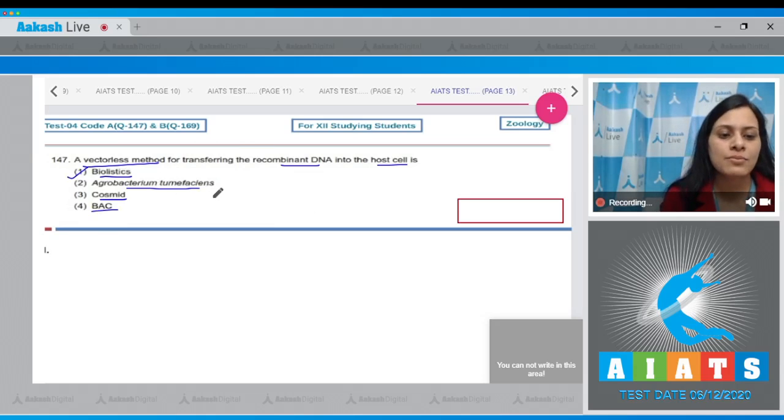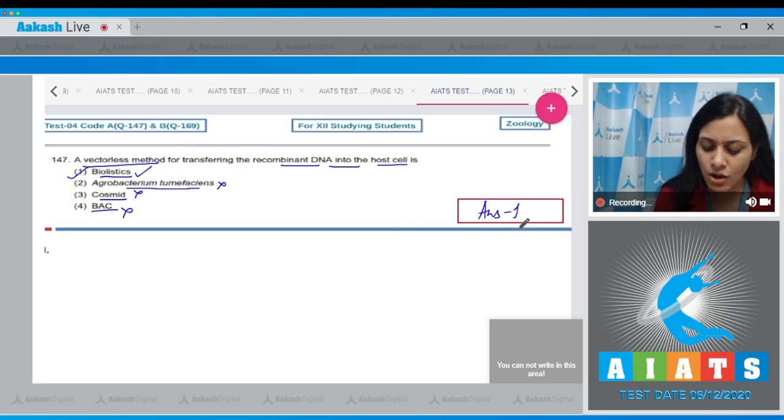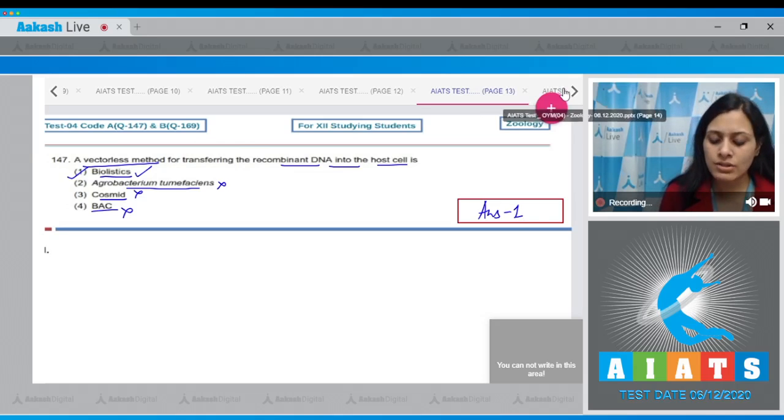Because Agrobacterium tumefaciens, Cosmid, and BAC are vector-mediated methods for transferring the recombinant DNA into the host cells, whereas plant cells are bombarded with high-velocity microparticles of gold or tungsten coated with DNA in a method called biolistics, and it doesn't require any vector. So the correct answer to this question is option number 1. Let's move on to the next question.